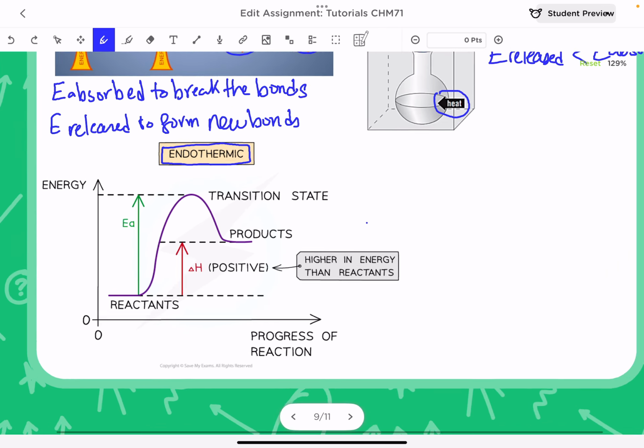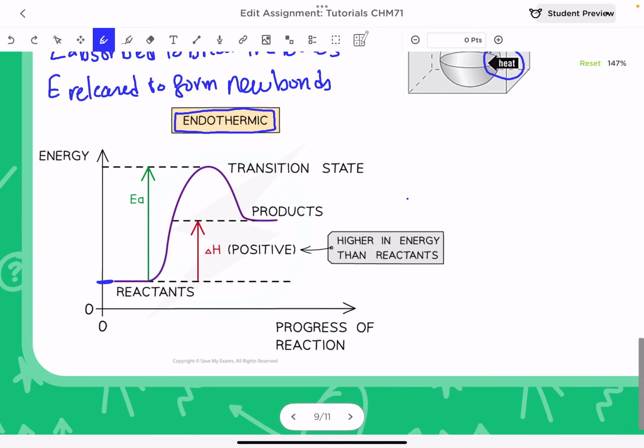Now let's look at the energy diagram. Here the difference is that the reactants start at a low enthalpy and they absorb a larger amount than what they release. This energy absorbed, again, is also called activation energy. So the reactant will reach a transition state called the activated complex. So here at the top, it is the activated complex.